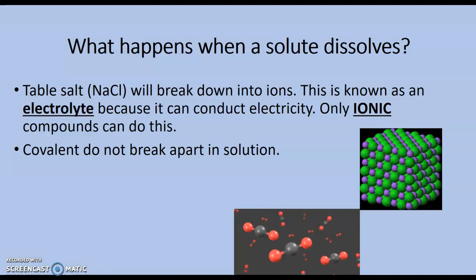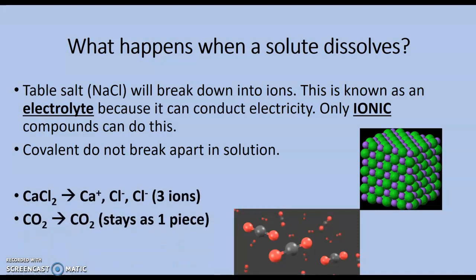So only ionic compounds can be electrolytes. Covalent compounds do not break apart into solution. So two examples here. We have calcium chloride is ionic because it has a metal and a nonmetal. So it breaks apart into one calcium and two chlorines. So overall, it breaks down into 3 ions. Carbon dioxide, on the other hand, is a covalent compound because it's 2 nonmetals. So it stays as one piece when it goes into solution.